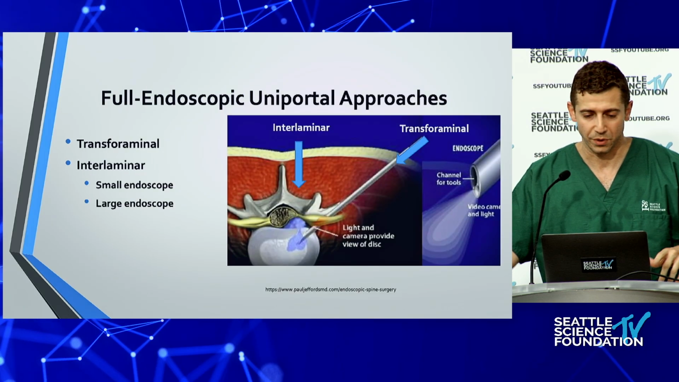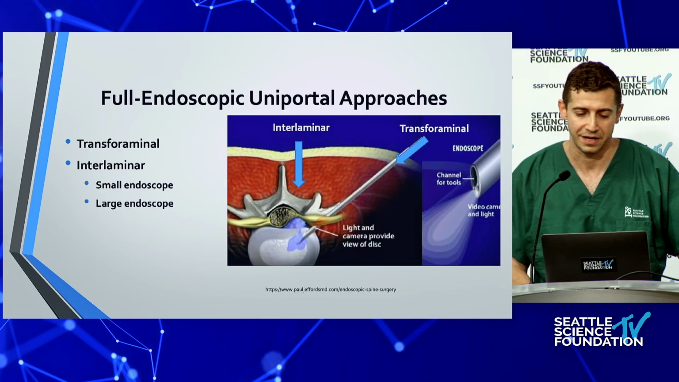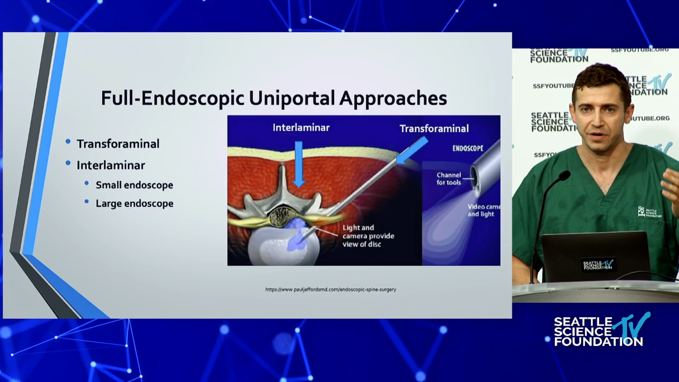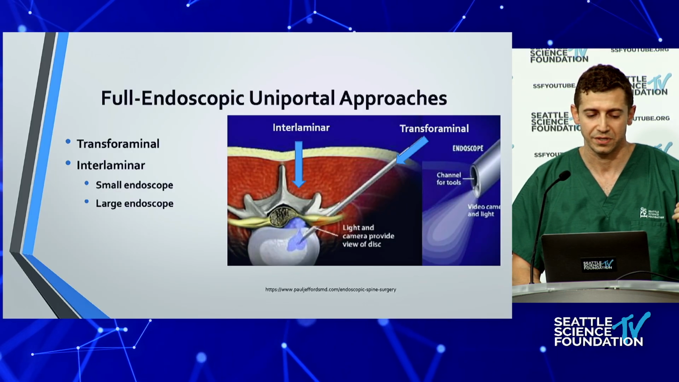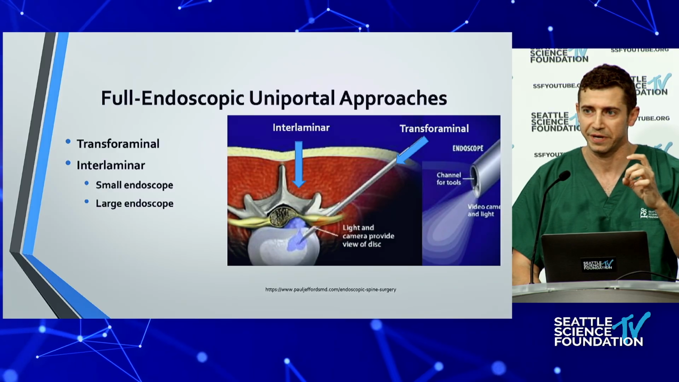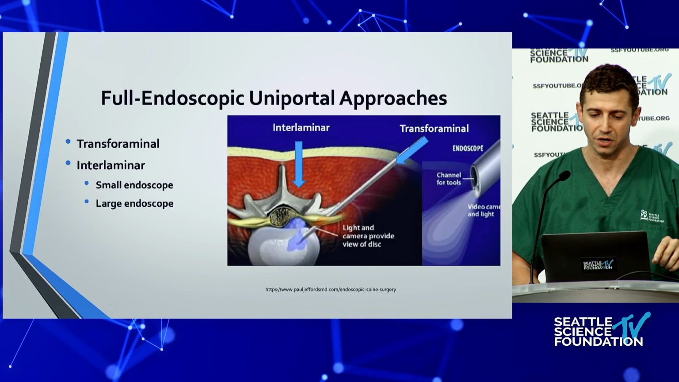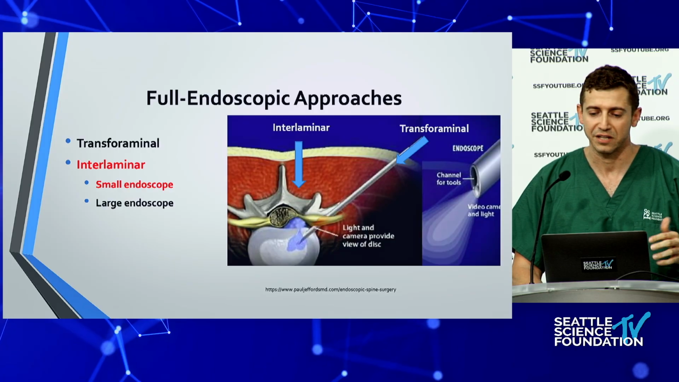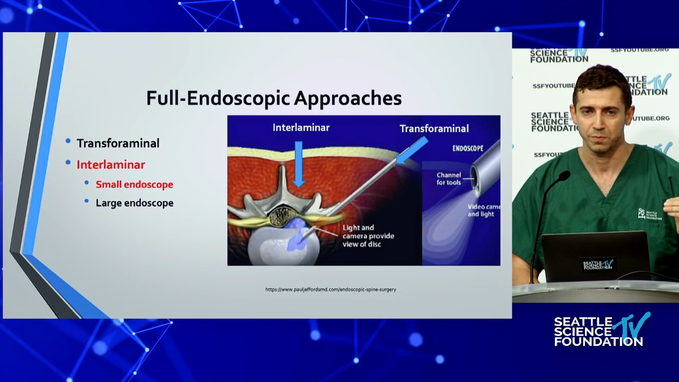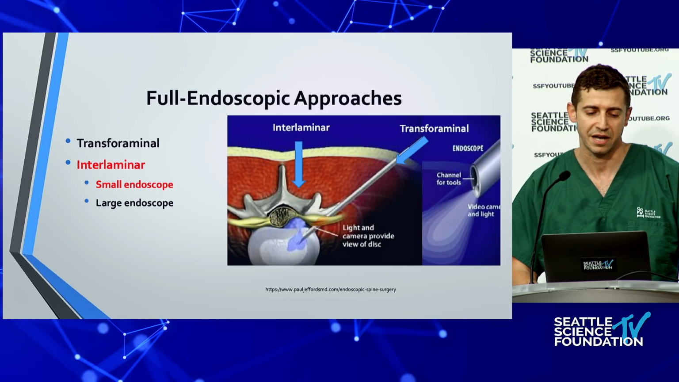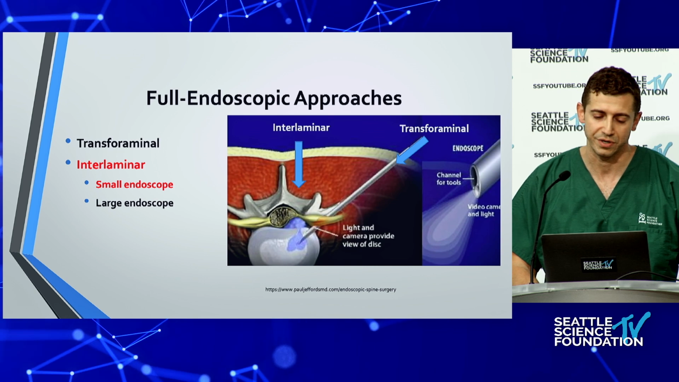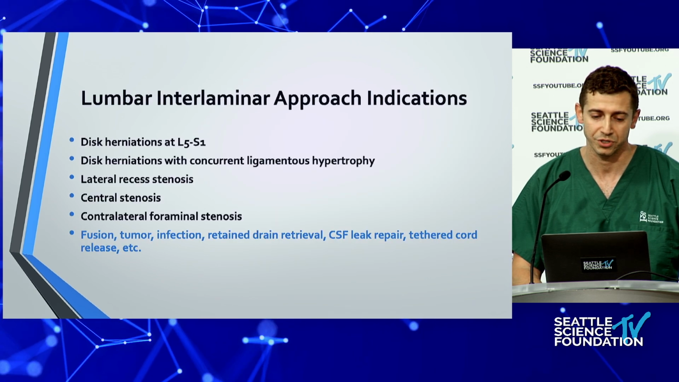So you heard two talks on endoscopic approaches. As you know, they're interlaminar and transforaminal approaches. For the interlaminar approach, you could use the big scope like what Dr. Kim was talking about for stenosis cases, or the small endoscope for discectomy cases. And that's what we're going to be talking about today. We're specifically talking about lumbar discs that could be treated, or ideally are treated, with an interlaminar approach.